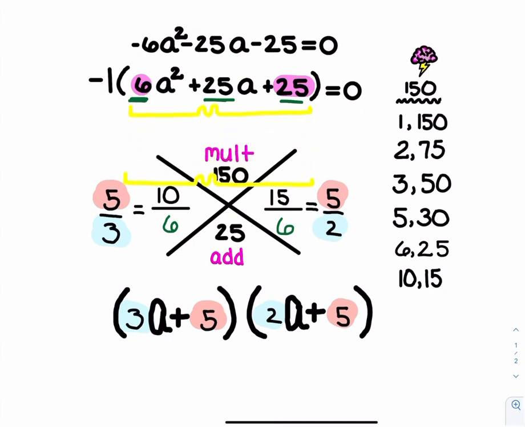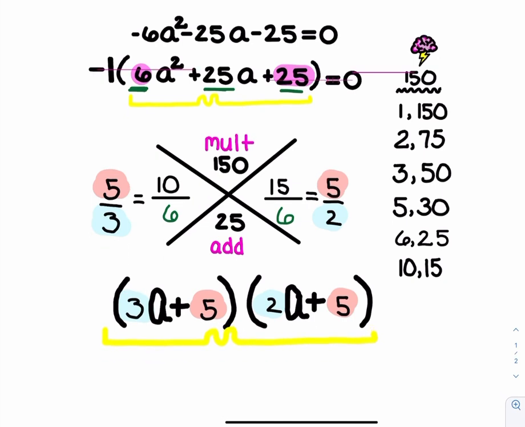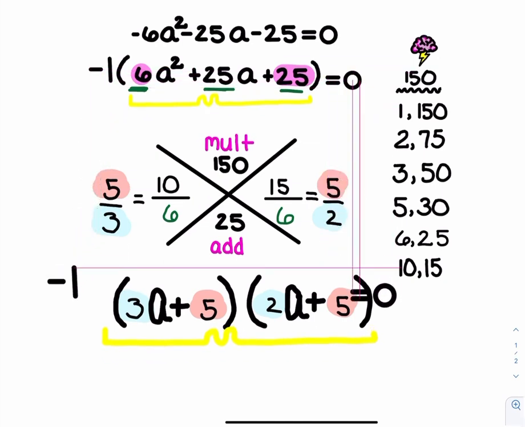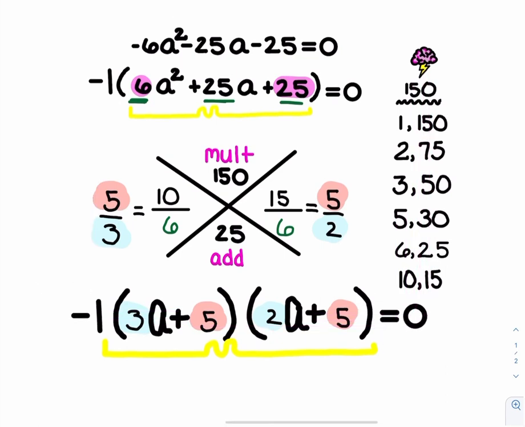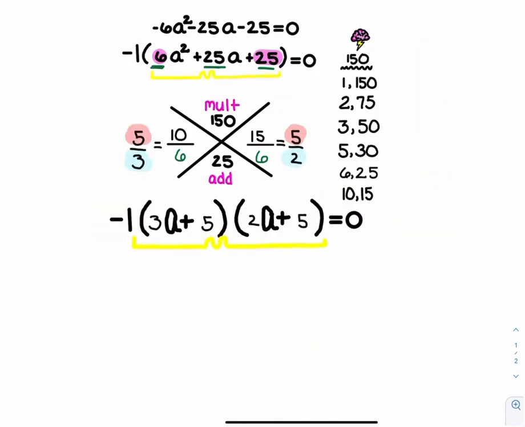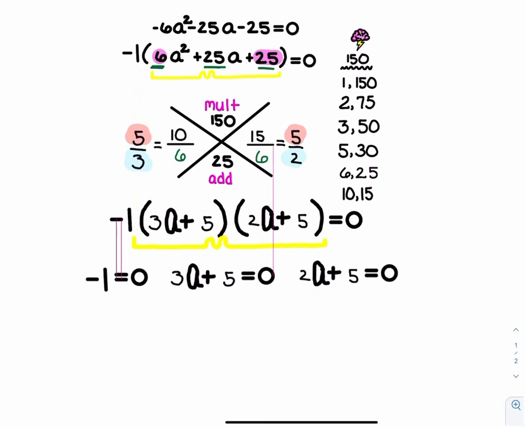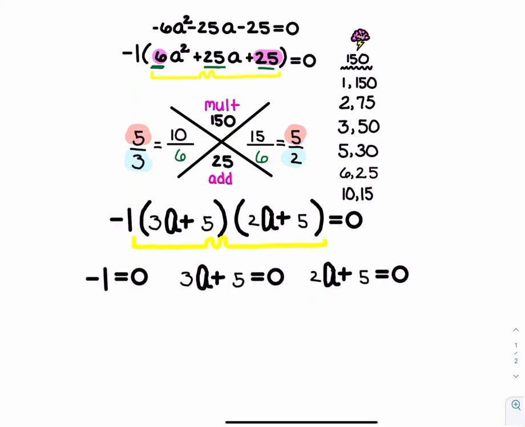We have this factored, but let's not forget that we still have a negative 1 out front and then equals 0. To finish solving, we just want to set each piece equal to 0 and solve. Negative 1 does not equal 0, so that does not give us any solutions. We just kind of throw that away.